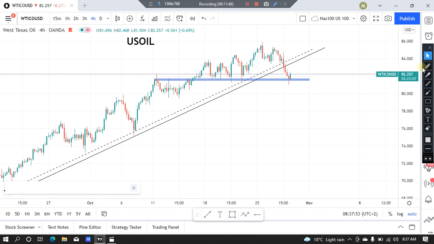So yes, on US oil, we see that the market is breaking this. I hope this is going to be a retest. I don't think this is going back to bullish unless we come and break this area again and push up. I hope you understand that.